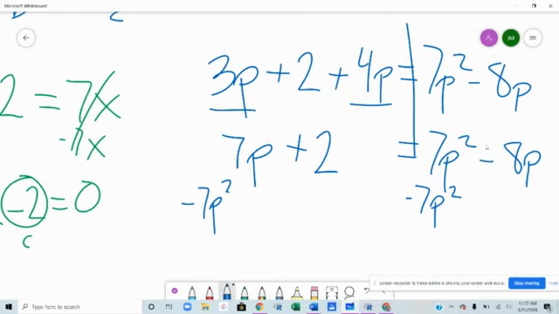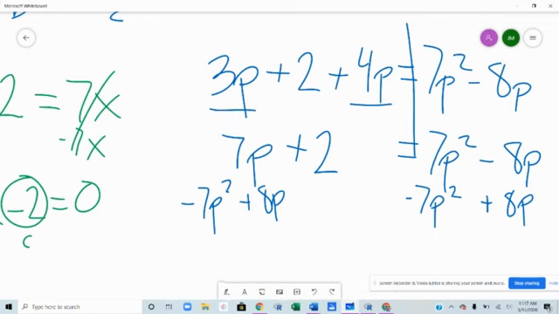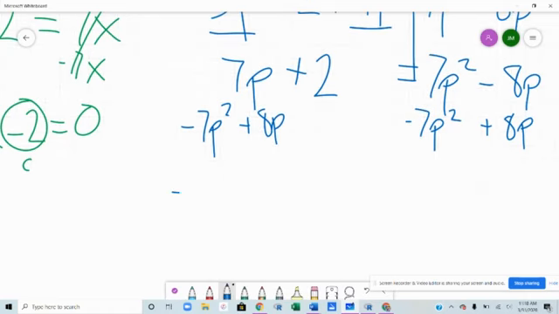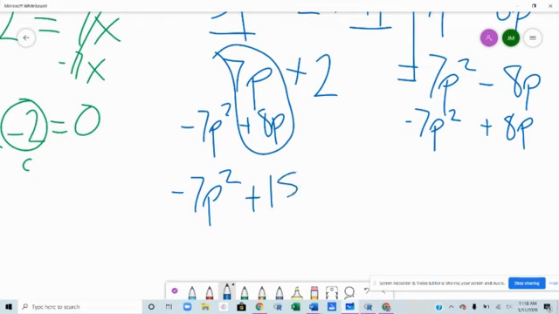At the same time, you also can move your minus 8p. So since it's minus, you need to add 8p. You would look over on the other side for like terms, and it is a like term with 7p. So I add 8p to that term. So this would give me negative 7p squared. I'm going to combine my like terms. 7p plus 8p is 15p.